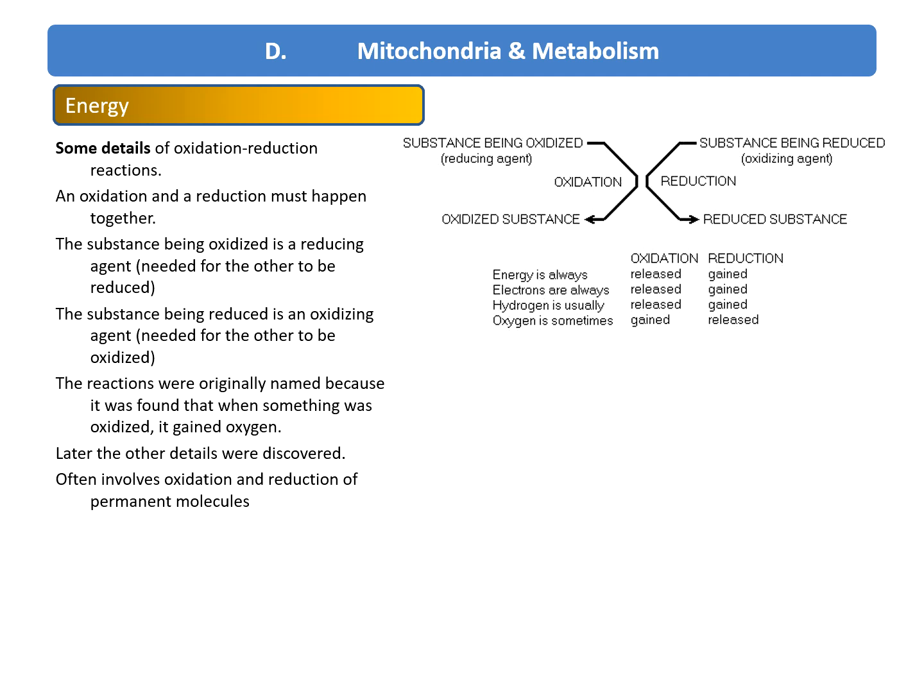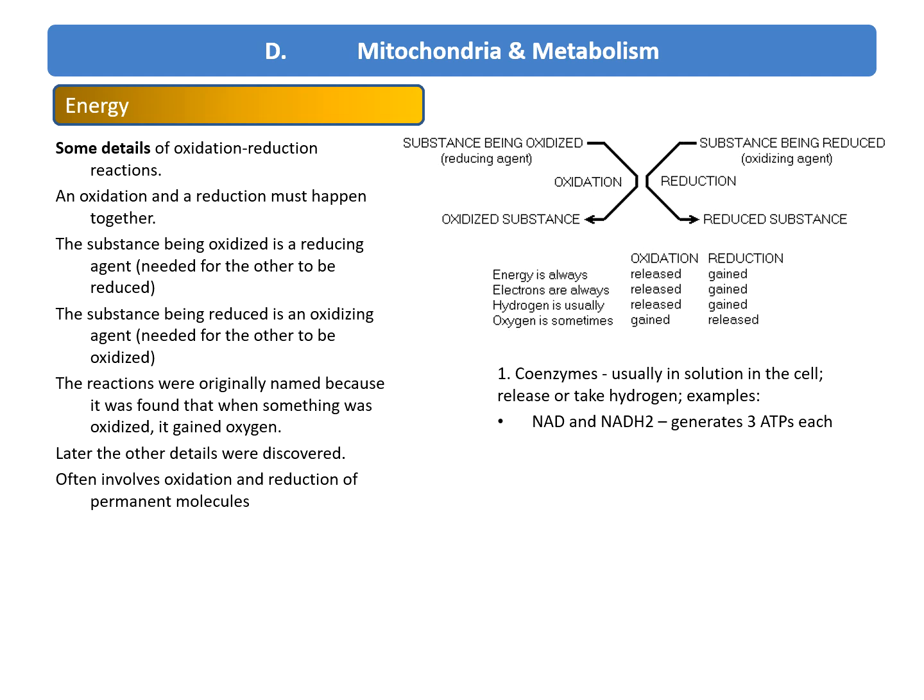It often involves oxidation and reduction of permanent molecules. Coenzymes, for example, are usually in solution in the cell. They release or take hydrogen. NAD and NADH2 are examples. They generally generate roughly 3 ATPs each. You'll see about this later. FAD and FADH2 generally produce 2 ATPs each. Many coenzymes are supplied by vitamins.